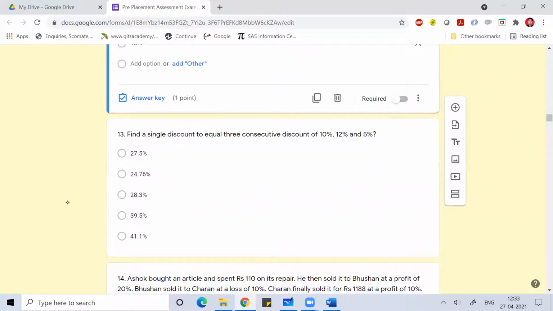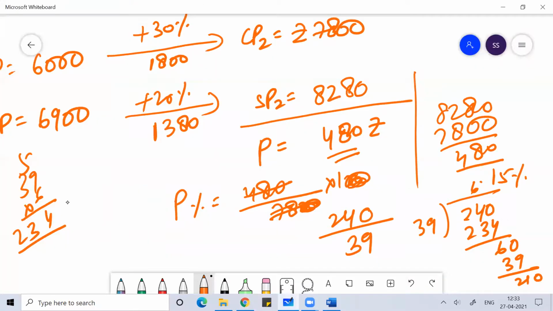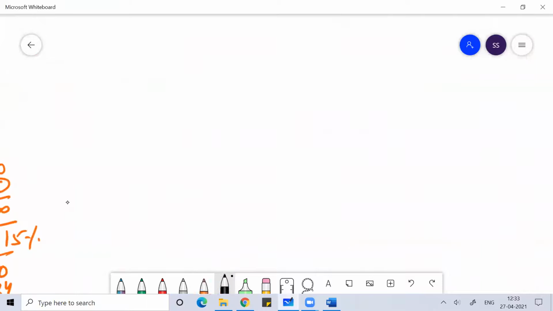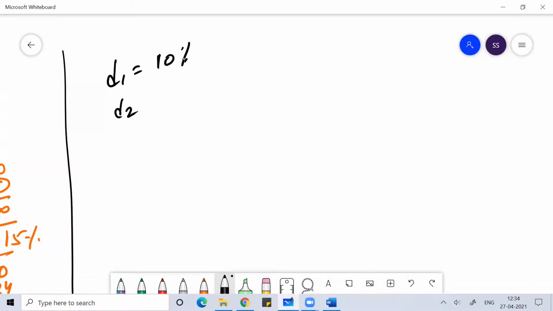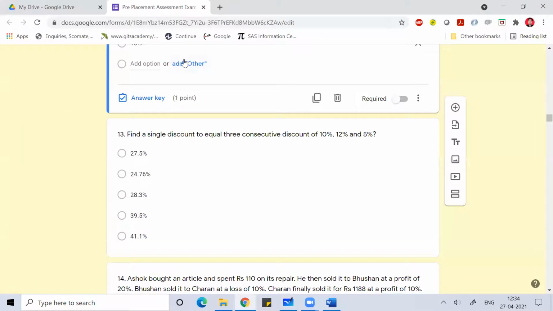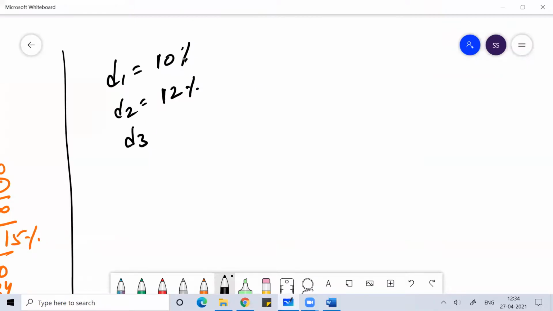Now, question number 13, guys. Find the single discount which is equal to three discounts of 10%, 12%, and 5%. So understand this, everyone. There are formulas, but why waste your time doing formulas? Single discount is equivalent to discount percentage one, 10%, discount percentage two, 12%, and discount percentage three, 5%. It doesn't matter, you can do it in any order.